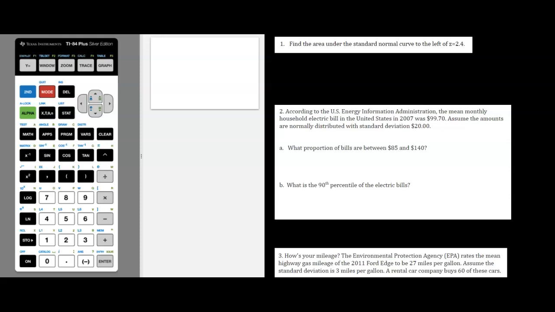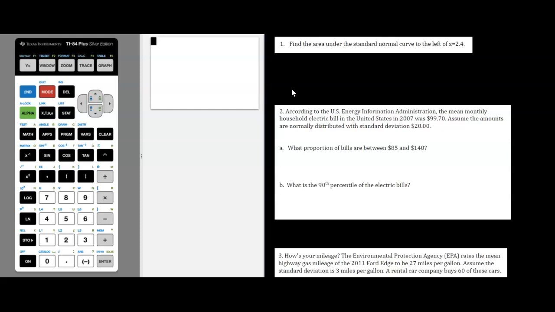We've seen so many different questions and concepts in this module, so I thought it would be good to walk you through a handful of them in this video right here. So feel free to skip around as much as you would like, or watch the whole thing if you think it'll help. The first example is to find the area under the standard normal curve to the left of z equals 2.4.